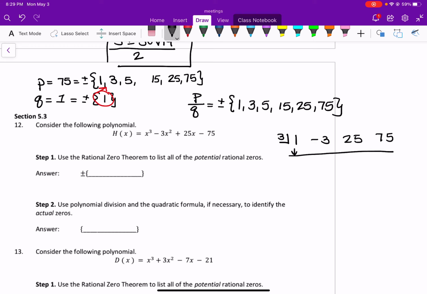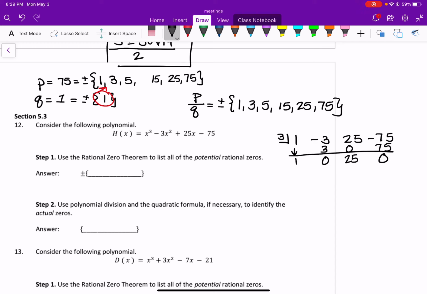Draw our line, we bring our first one down, and we say 3 times 1 is 3. -3 plus 3 is 0. 3 times 0 is 0. 25 plus 0 is 25. 3 times 25. Oops, I forgot my negative on that. 75. There we go. 75. And then -75 plus 75 is 0.